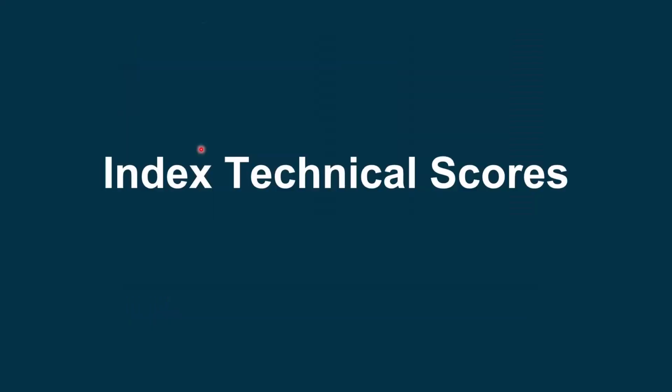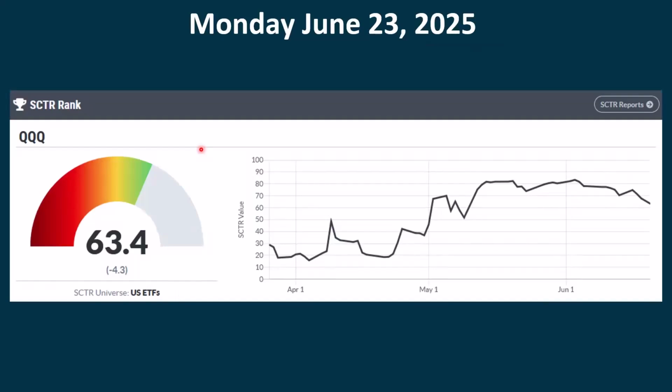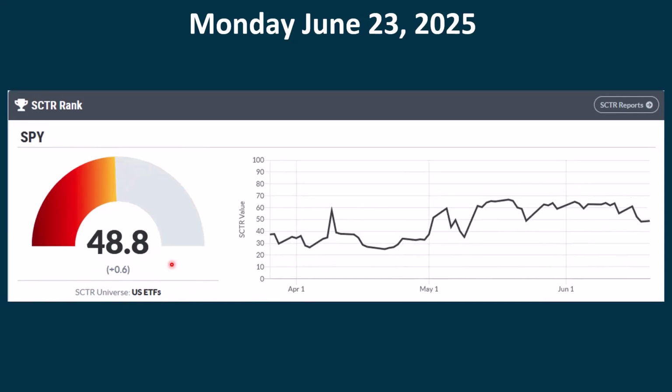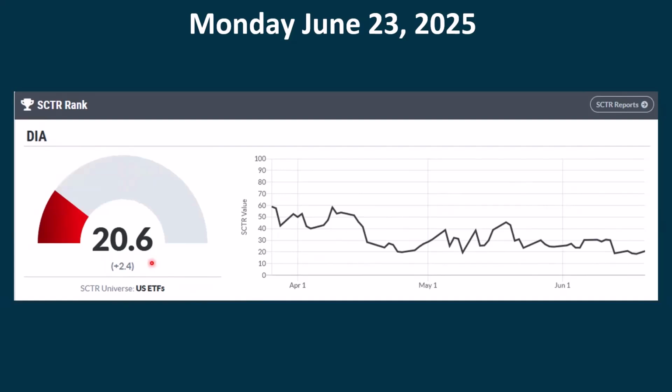Then we look at 6 different indexes and say, okay, which one is best from a technical analysis score perspective on a scale of 0 to 100? Not looking all that great, but still coming in first place is the ETF for the QQQs, or the NASDAQ 100, coming in at 63.4. Again, not great, but this is still the best looking one. In second place is the NASDAQ itself, coming in at 52.8. In third place is the S&P 500 at 48.8. Then we have the Dow coming in at 20.6.